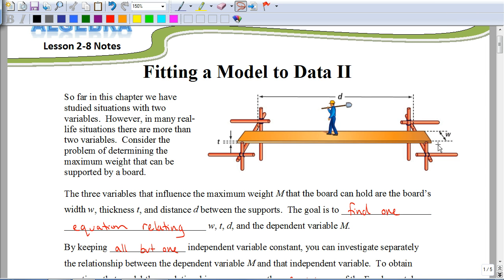And we do a bunch of experiments, figure out how much the board can handle, and then we move on to a different variable like the thickness of the board. If I was testing the thickness of a board to see how it could affect how much weight it can handle, I would keep the width of the board constant, meaning I would just use the same width for all those experiments, and the distance between the supports would also remain the same.